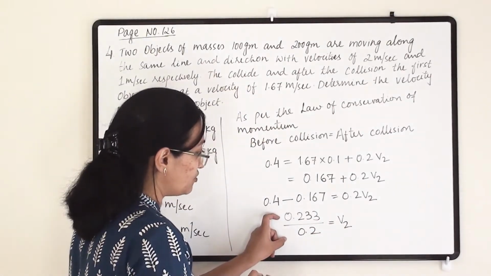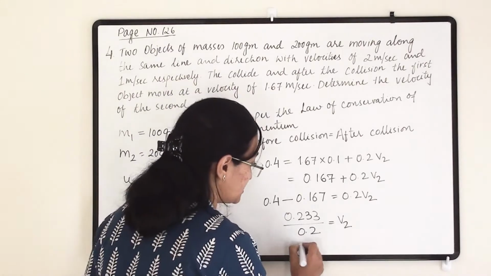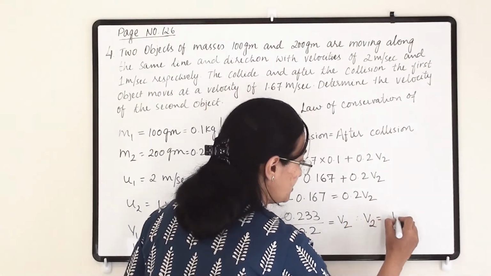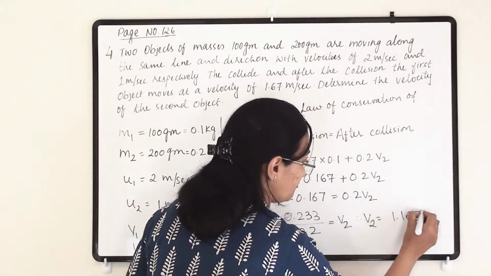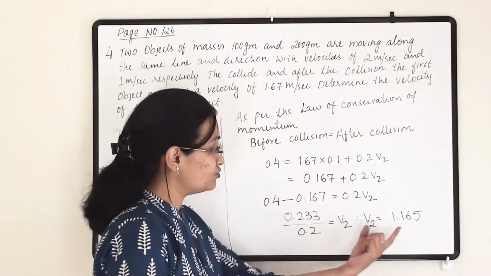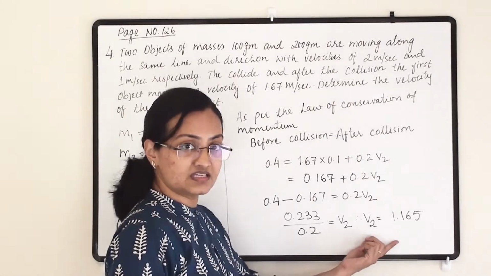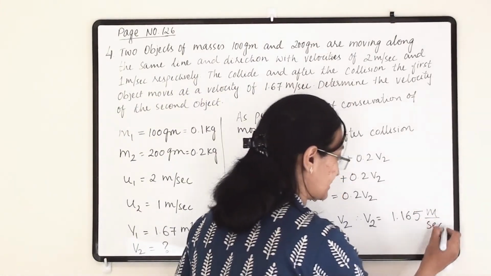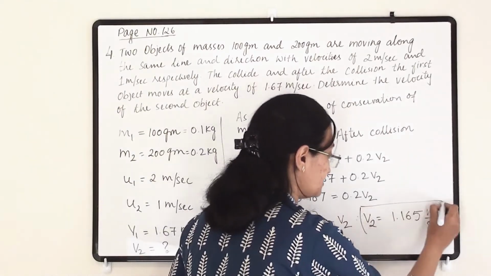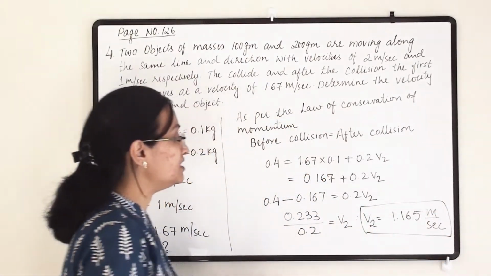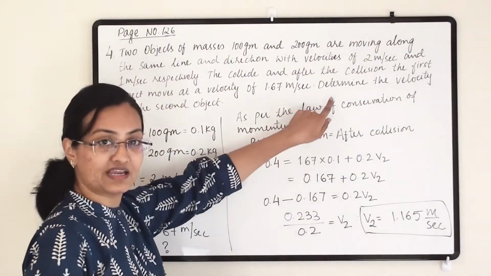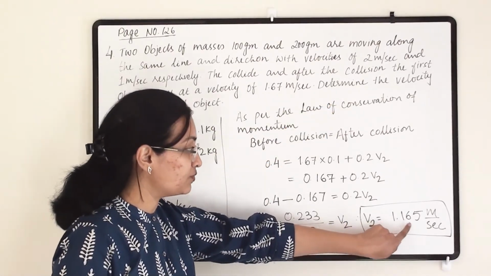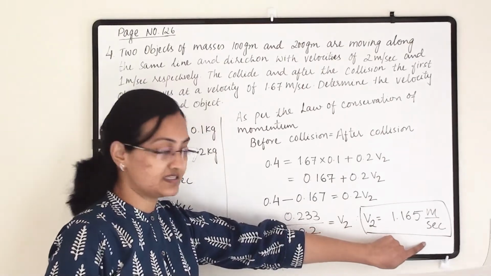As the answer of this we get v2 equals 1.165, and that too is positive. Since this is velocity, the unit is meter per second. So this is our answer: this much will be the velocity of the second object. The final velocity of the object is 1.165 meter per second.